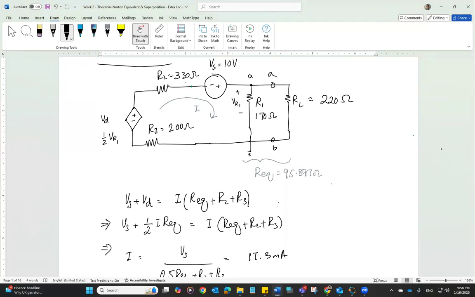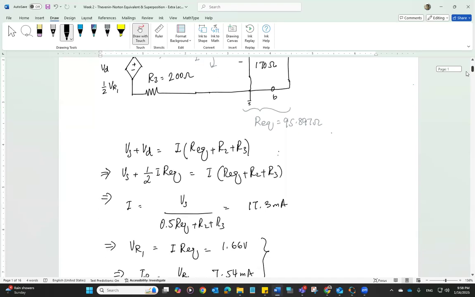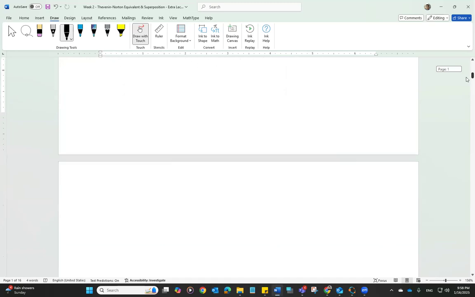I'm going to do it with the second method only, and I'm going to leave this problem as an exercise for you to use the third method of Thevenin equivalent to find the Thevenin equivalent resistance. I'm going to go ahead and employ the second method only. First, we're going to find the open circuit voltage, that is, the Thevenin voltage.